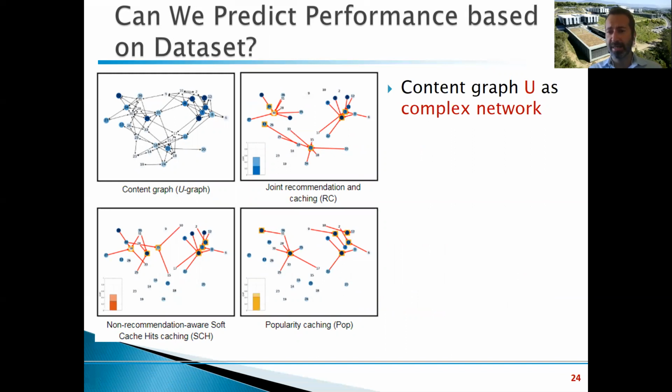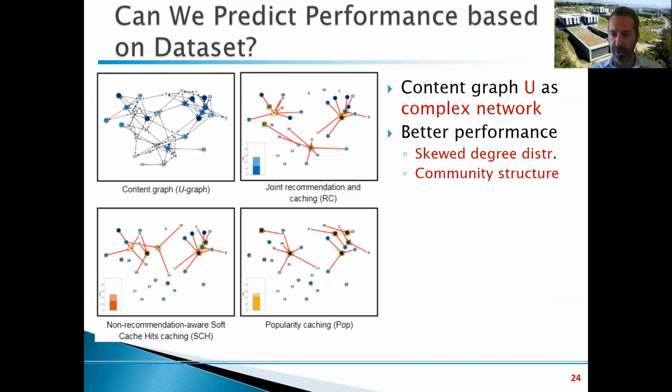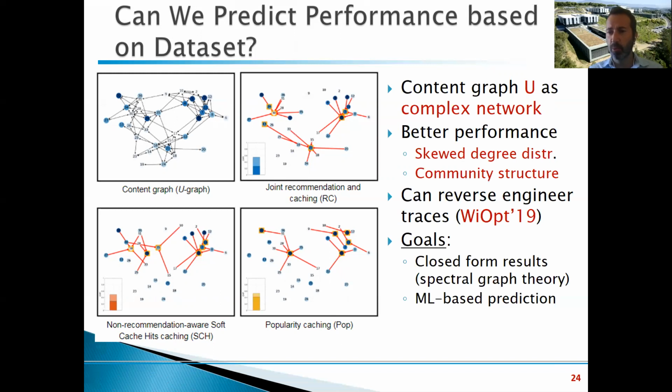The first is the following. If we ignore the algorithmic part and we just look into the similarity graph, right? We have a data set and we look at the graph itself of things that are similar to each other. What can we say about the performance of, let's say, similarity casting or joint casting and recommendation? So we did some preliminary work recently, and we found some quite interesting results.